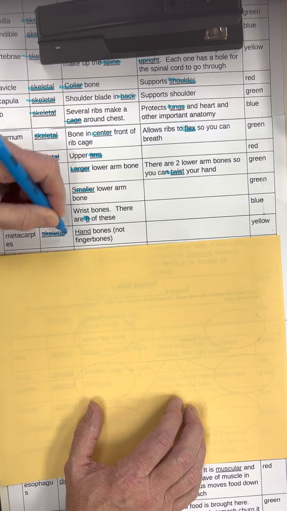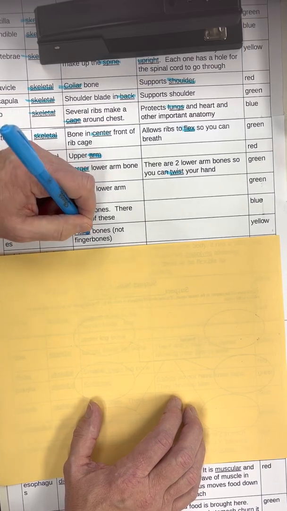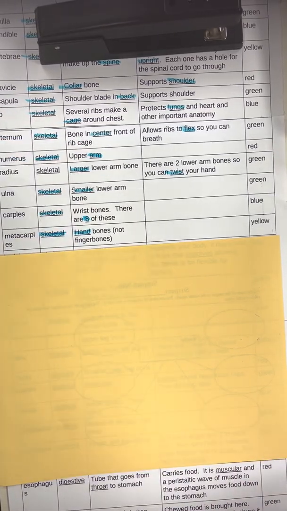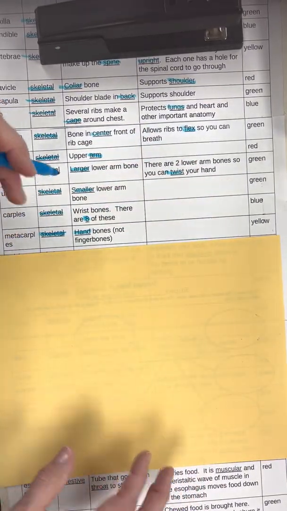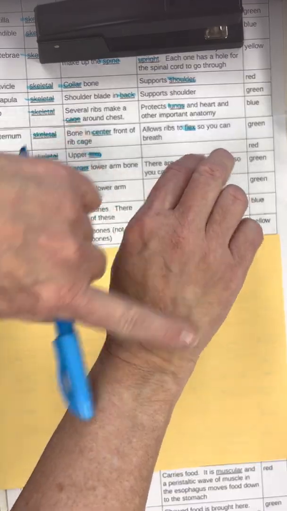Metacarpals, skeletal. Hand bones, not fingers. Sometimes when you look at the diagram, which we'll look at here in a second, people mistake the metacarpals for fingers, and they aren't. They are not finger bones. They're literally in your hand.